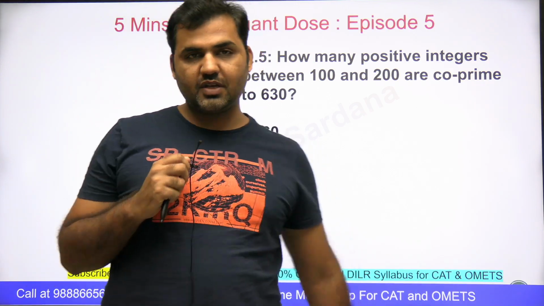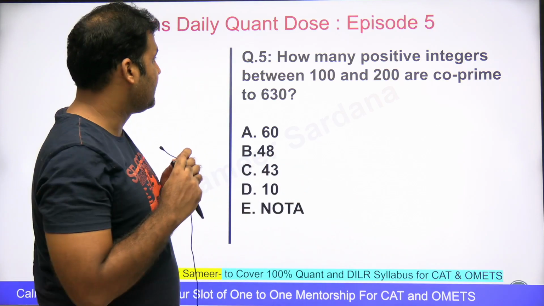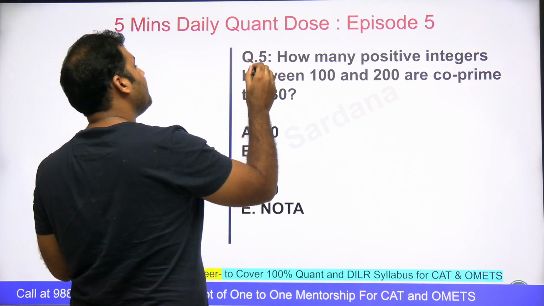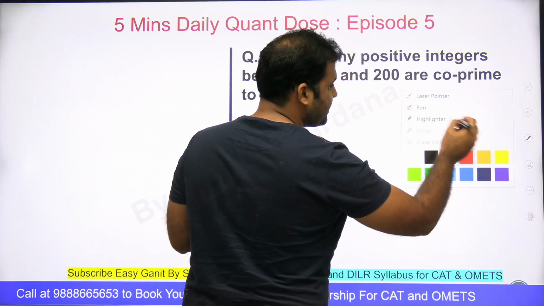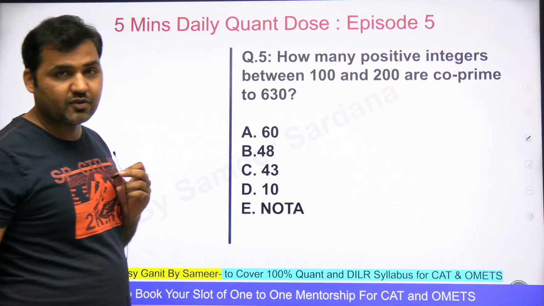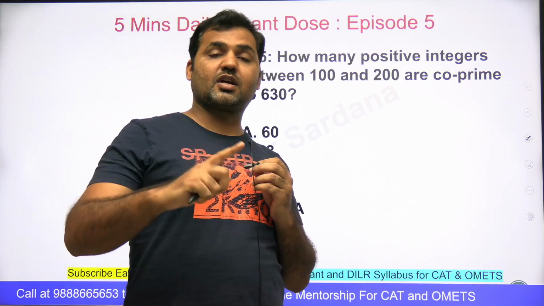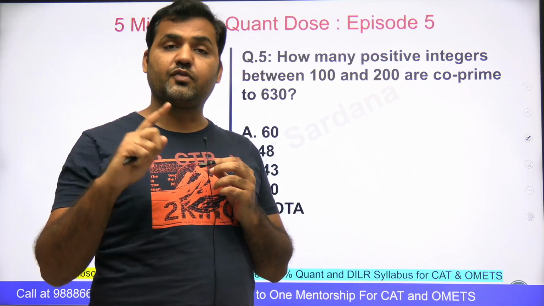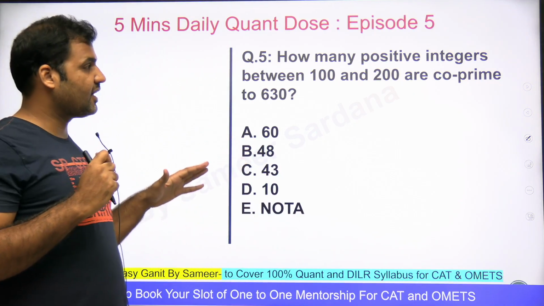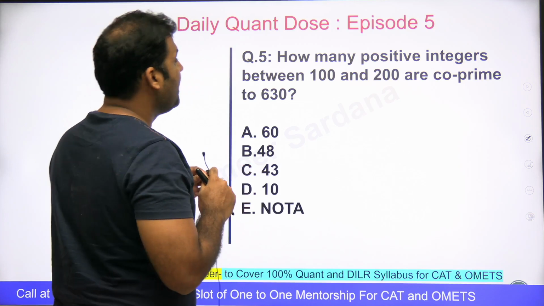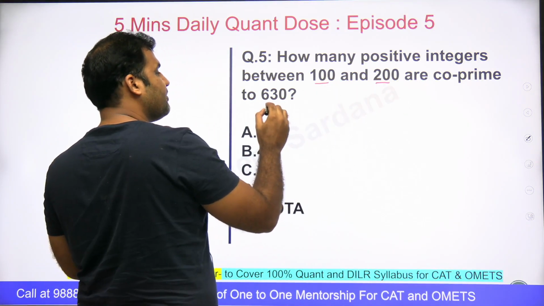Amazing, beautiful questions, with so many concepts covered in episode 5. This is from number system for prime numbers, but you also need to know the basics of the four set Venn diagram. How many positive integers are there between 100 and 200 which are co-prime to 630?